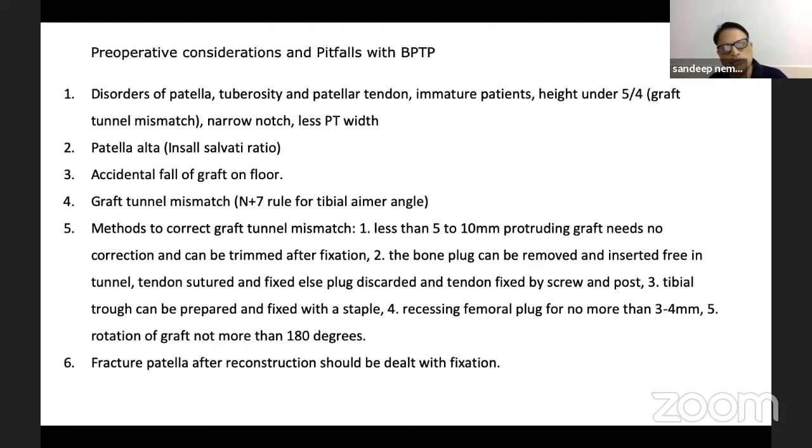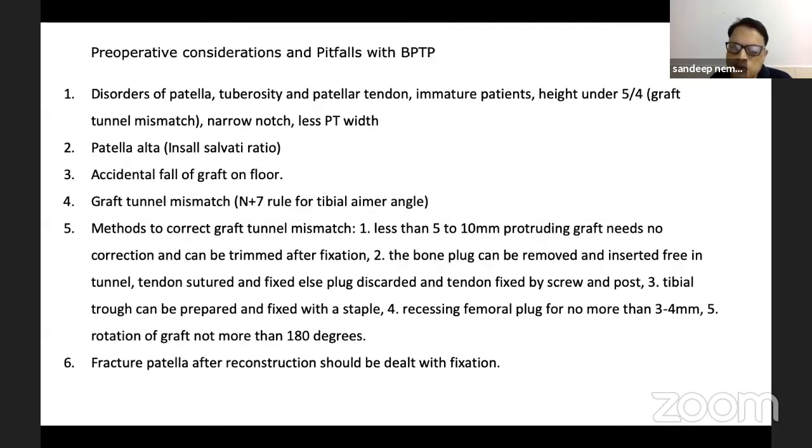How do you correct the graft tunnel mismatch? I'll talk about that. If the tibial bone plug is protruding less than 5 to 10 millimeter, then you can simply trim the graft. If it is protruding more than 10 millimeters, then the bone plug can be removed and inserted free in the tunnel.